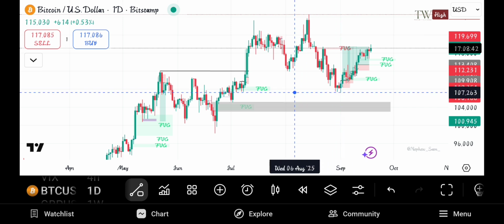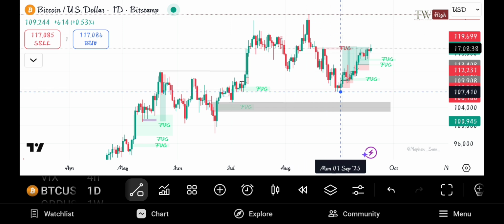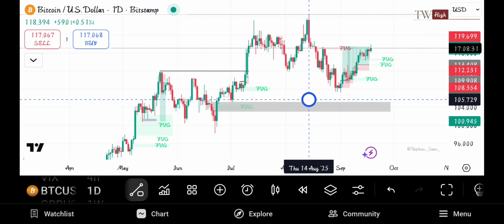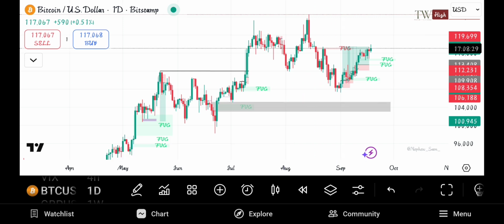All right, so now on this same daily time frame, you can see that the moment price reacted from there, it gave us an inside bar and a mother candle. I'm going to zoom in now so that you see exactly what I'm talking about.